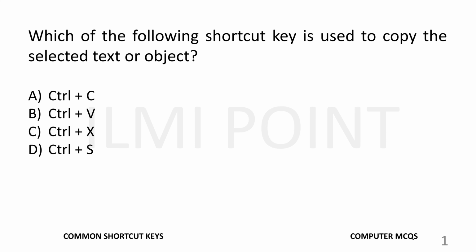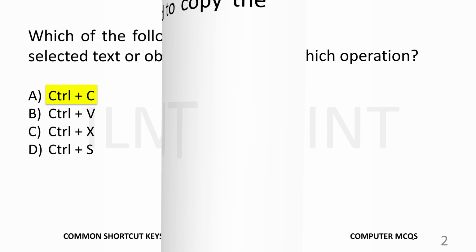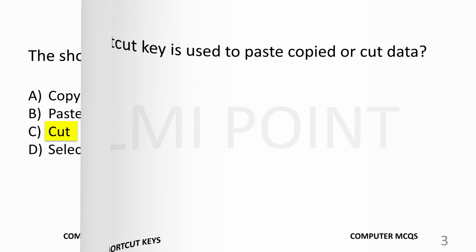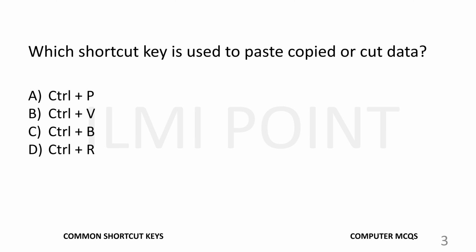Which of the following shortcut key is used to copy the selected text or object? The right answer is Ctrl+C. The shortcut key Ctrl+X performs which operation? The right answer is cut. Which shortcut key is used to paste copied or cut data? The right answer is Ctrl+V.